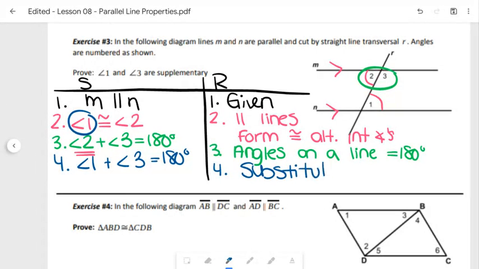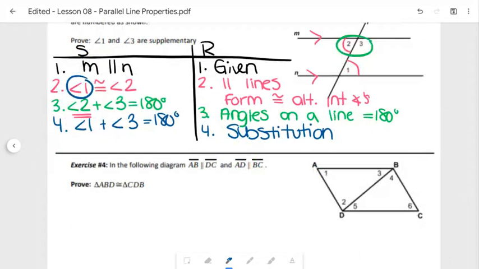Now, I could go on for an extra step and say angle 1 and angle 3 are supplementary, but I think we're pretty much covered here, because we know that to be supplementary, it means two angles that add to 180. I've shown that, so I'm going to say we're okay in this one.